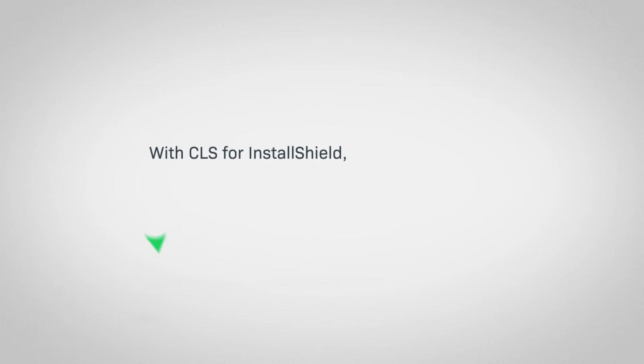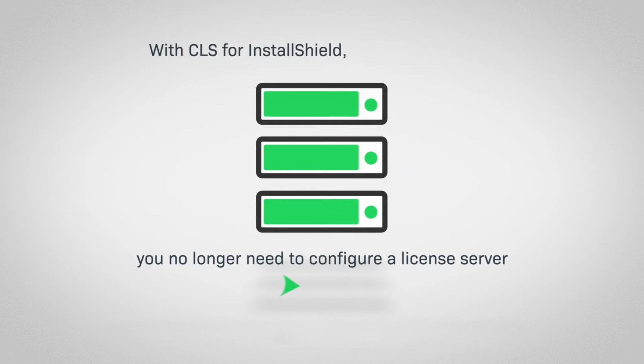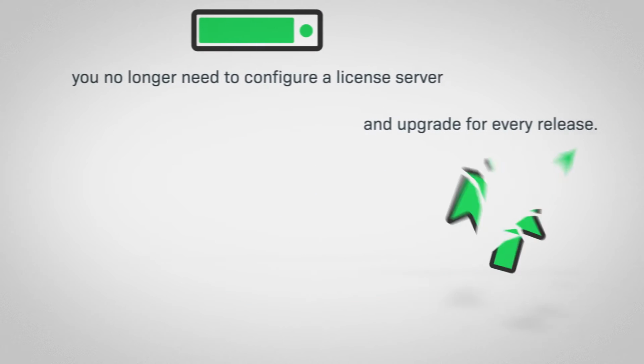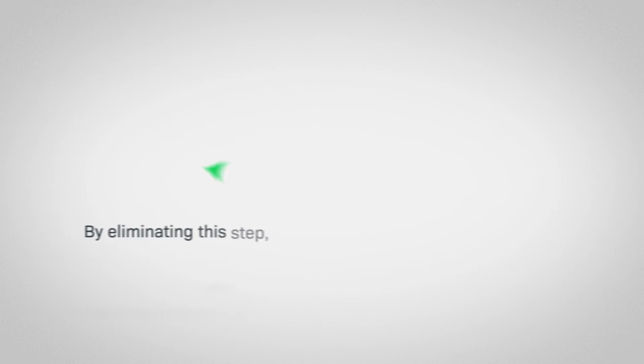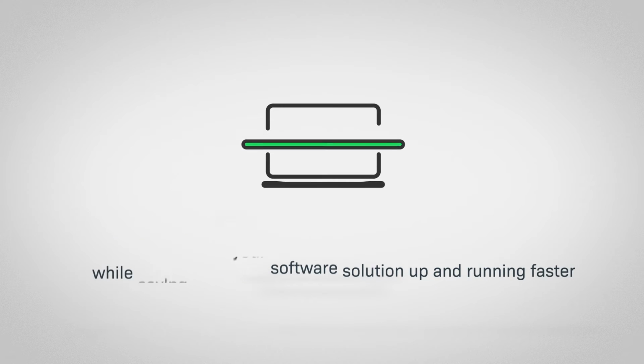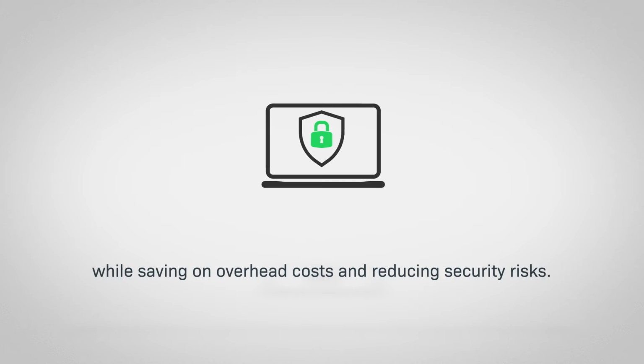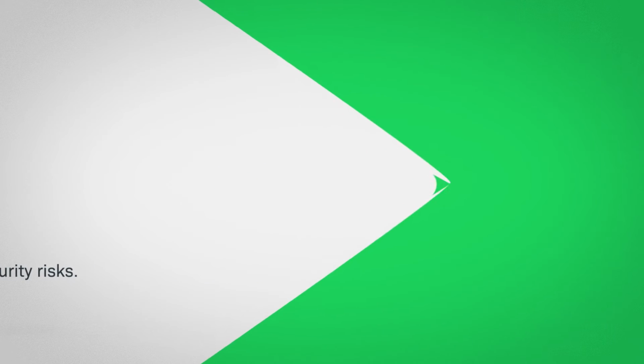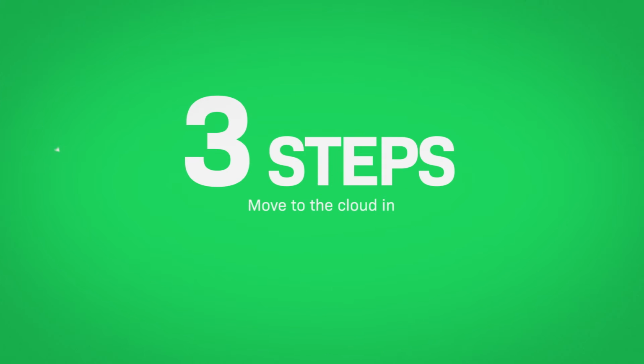With CLS for InstallShield, you no longer need to configure a license server and upgrade for every release. By eliminating this step, you can get your software solution up and running faster while saving on overhead costs and reducing security risks. Azure users can move to the cloud in 3 easy steps.